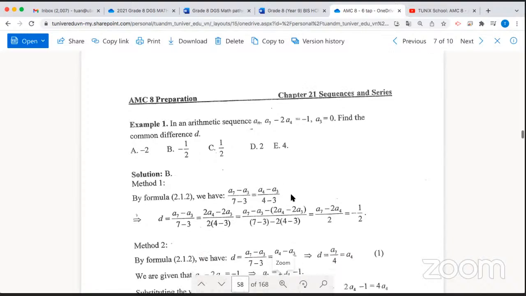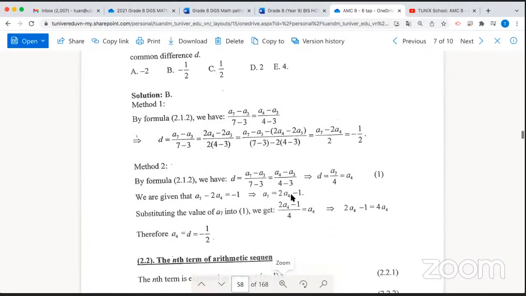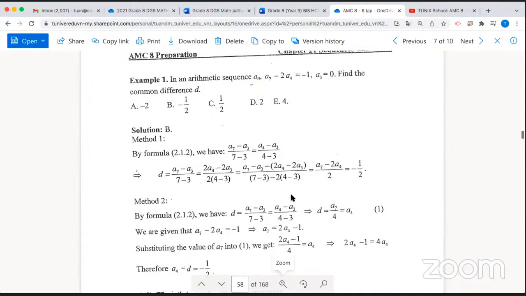So this one uses the formula. Method 2 is a different one. Because A3 is 0, D equals (A7 minus A3) over (7 minus 3), so you can find that A7 equals 4D and A4 equals D, right? Then from the given information, A7 minus 2 times A4 equals minus 1. We substitute all of them here: A7 is 4 times D, A4 is D. After that, you can find out D. You got it? Okay.